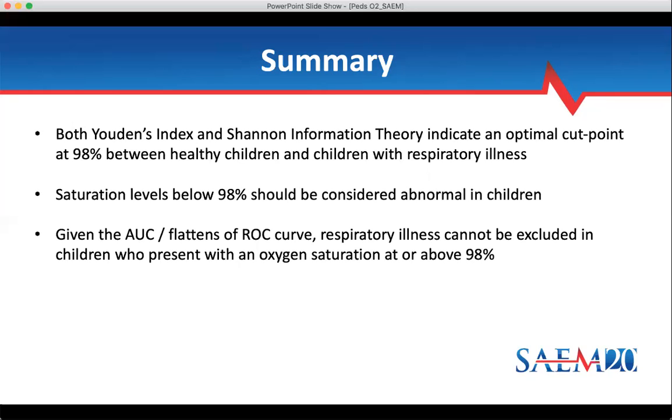So to summarize, children with oxygen saturations below 98% is not normal, but if a child has an oxygen saturation greater than 98%, the patient could still suffer from respiratory illness.